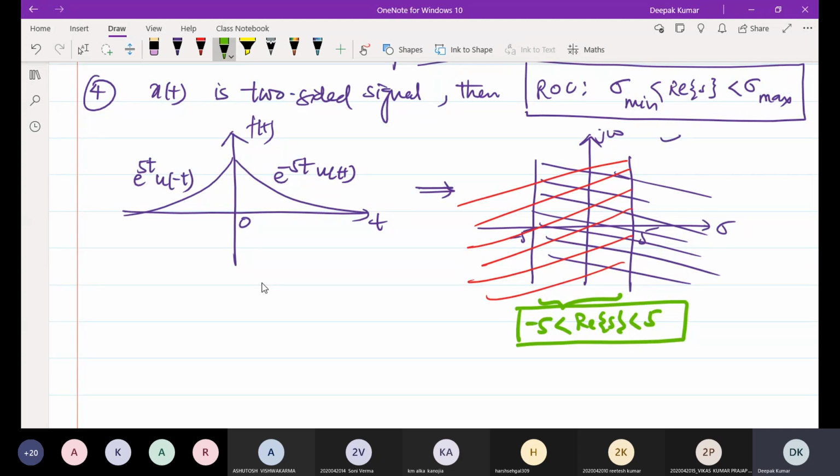Now coming to some properties of Laplace transform. Some properties of Laplace transform are also important. You should know that.